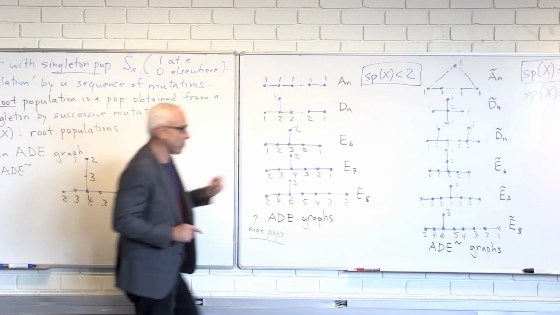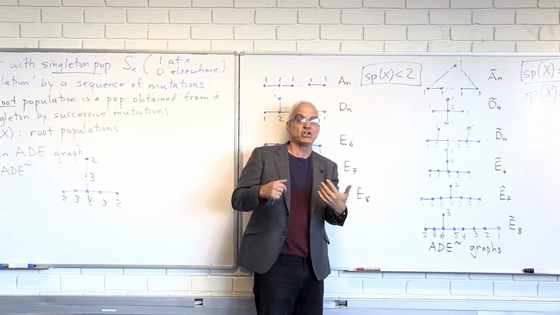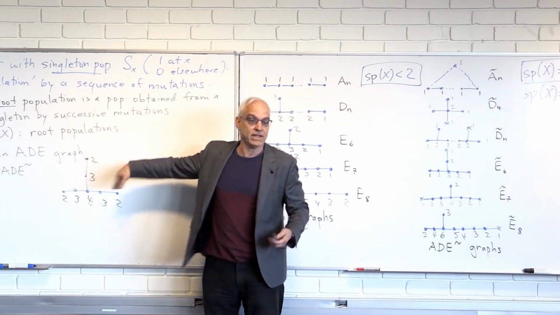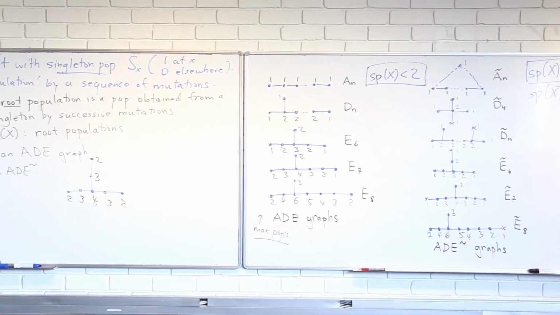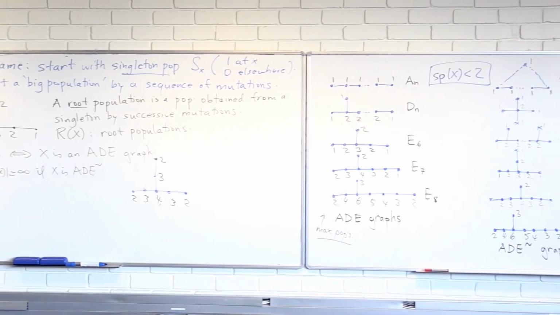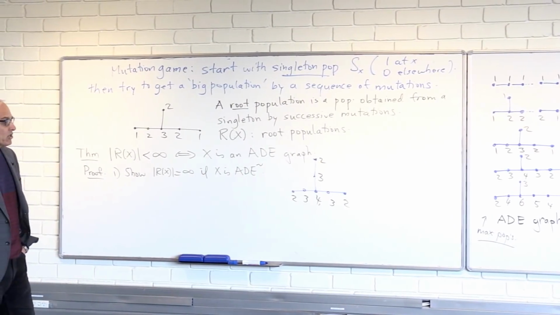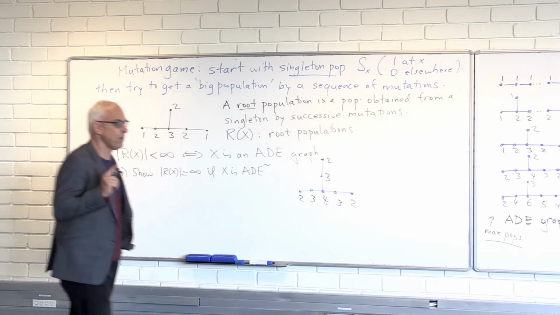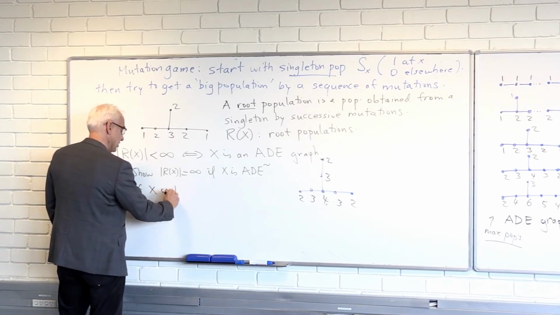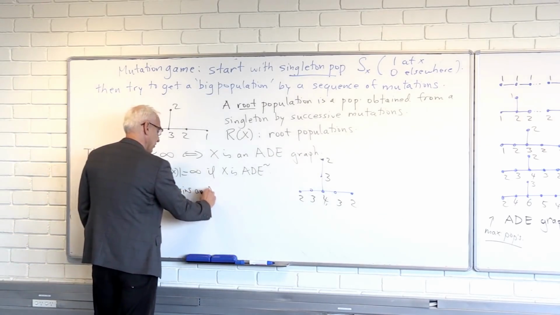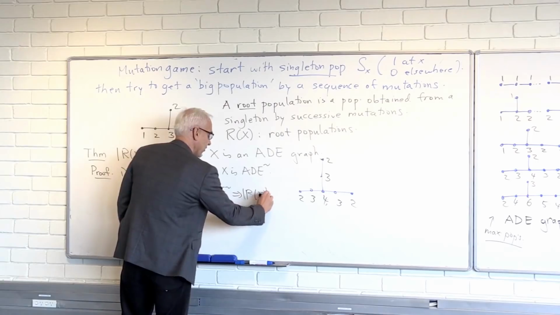So it's really the existence of the Perron-Frobenius vectors over here, and the fact that they're stable under the mutation game, that allows us to relatively easily verify that for the ADE tilde graphs, there's an infinite number of vertices, an infinite number of root populations. And then you observe, second observation, is that if a graph X contains an ADE tilde graph, then R of X is also going to be infinite.